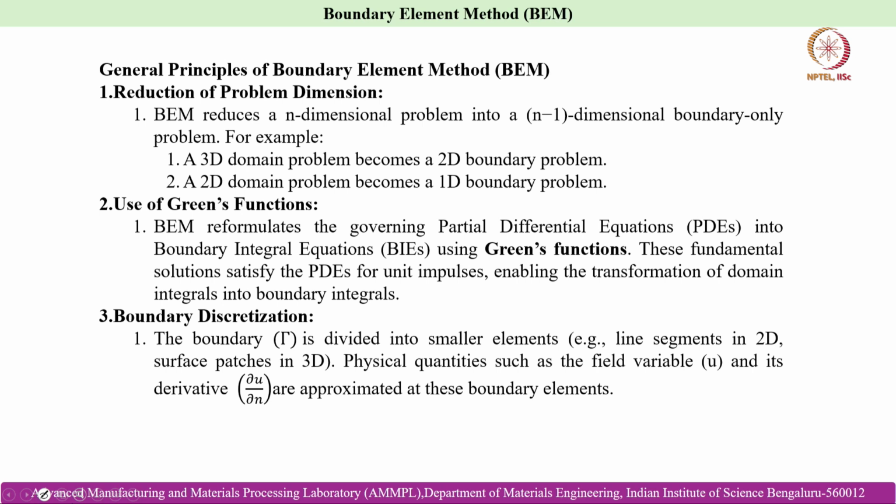And the third point is boundary discretization. The boundary tau is divided into smaller elements, that is line segments in 2D and surface patches in 3D, and physical quantities such as the field variable u and its derivative del u del n with respect to the normal are approximated at these boundary elements.